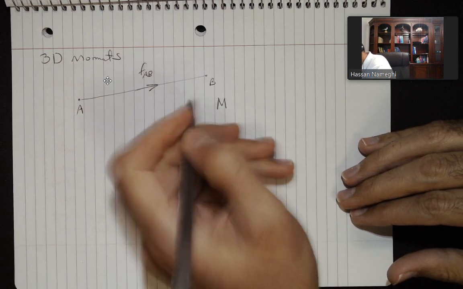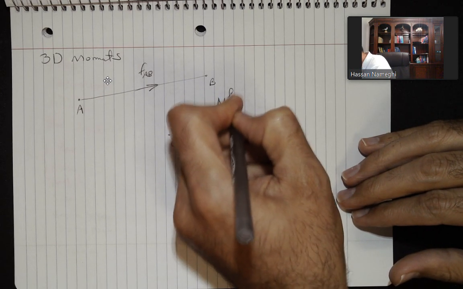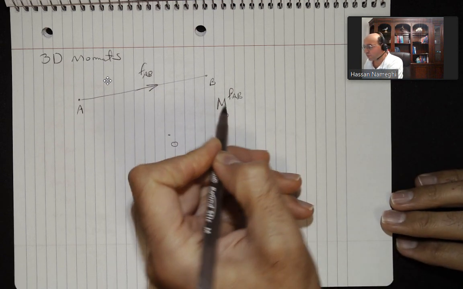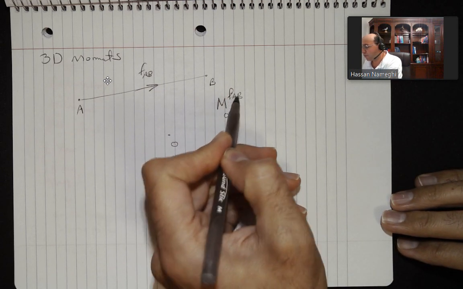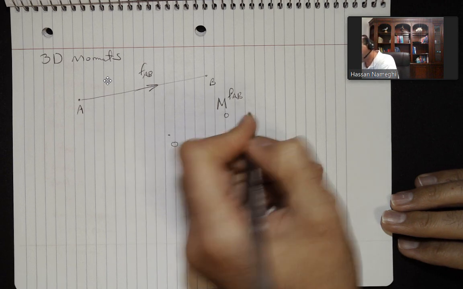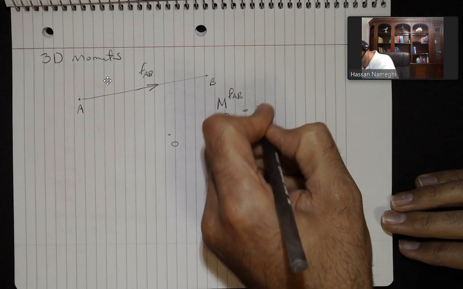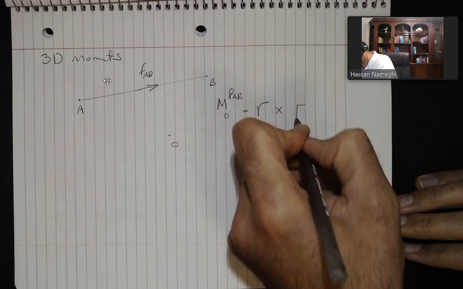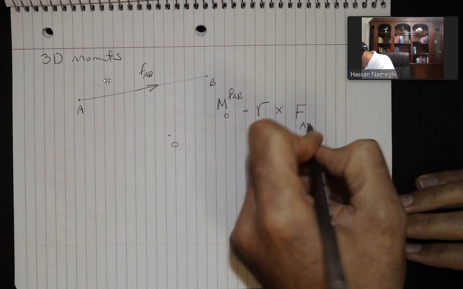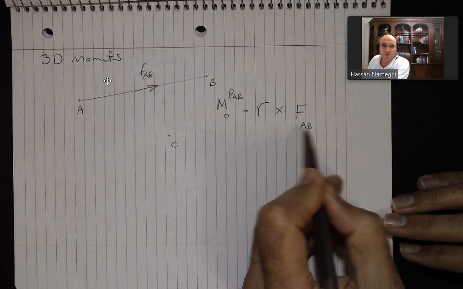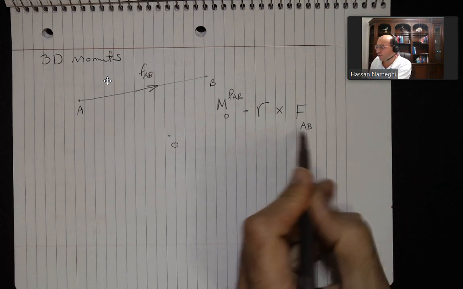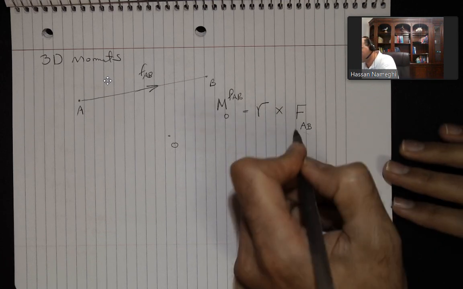So, the moment of force AB about point O. I want to find the moment from force FAB about point O. I'm going to say this will be R, the position vector, cross with F, which is FAB. That's the easiest way. We already know FAB; in the past lecture, you learned how to get FAB in IJK components.